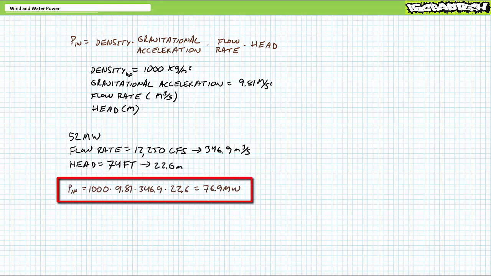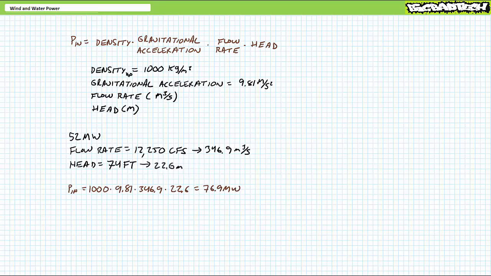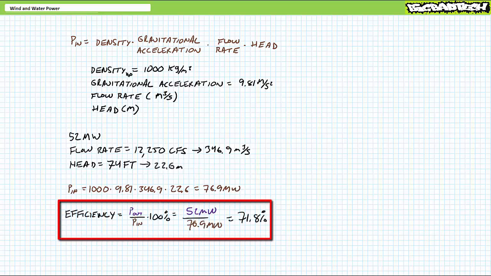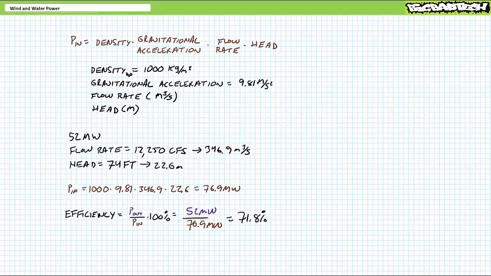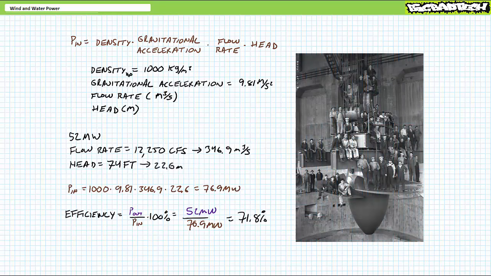Substituting these values into the hydropower equation yields an input of roughly 76.9 megawatts. Given this turbine produces 52 megawatts of usable electrical power output when supplied roughly 76.9 megawatts of hydropower input, this represents an efficiency of roughly 71.8%, which is actually pretty poor considering a modern Kaplan turbine can reach an efficiency approaching 90%. This being said, 71.8% efficiency is not bad considering the turbine I modeled this data on was installed in 1937, back when children used to ride donkeys to their jobs in coal mines.